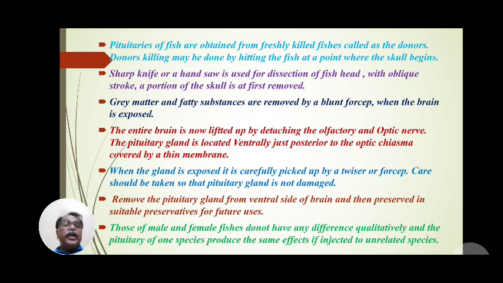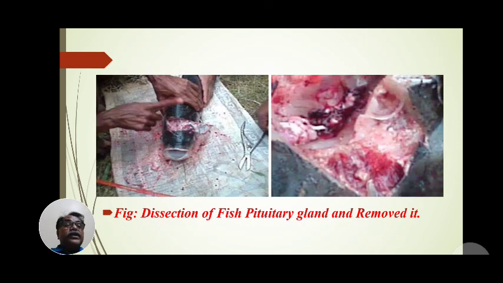How the pituitary glands are to be removed, we will see in the next slide. Yes, see, this is the slide. Take a mature fish and keep it carefully on a paper napkin or towel. With the help of a handsaw or a sharp knife, cut just behind the skull, just behind the head region.